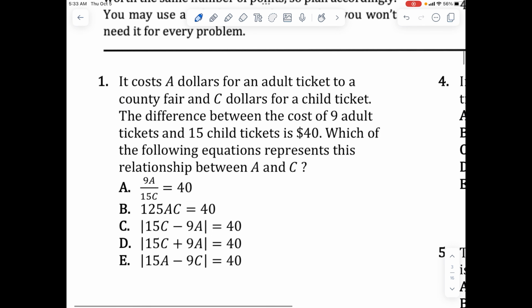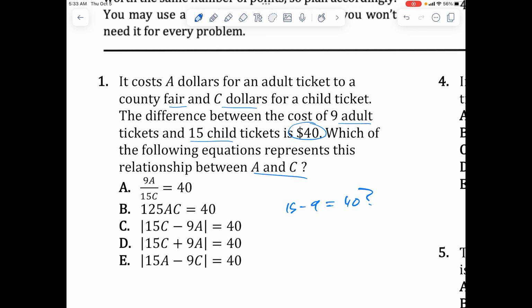It costs $8 for an adult ticket to a county fair and $C for a child ticket. The difference between the cost of 9 adult tickets and 15 child tickets is 40. Which of the following equations represents the relationship between A and C? So they say that the cost of 9 adult tickets and 15 child tickets is 40. So you think, okay, 15 minus 9 equals 40?